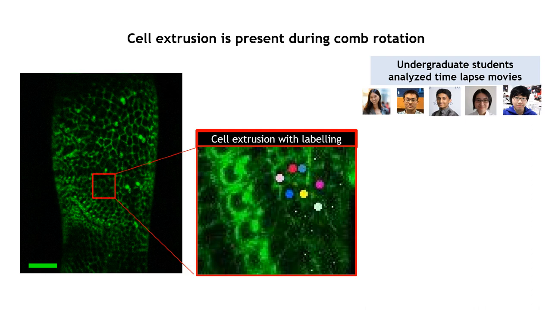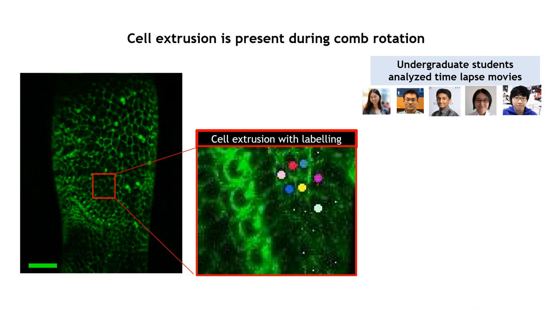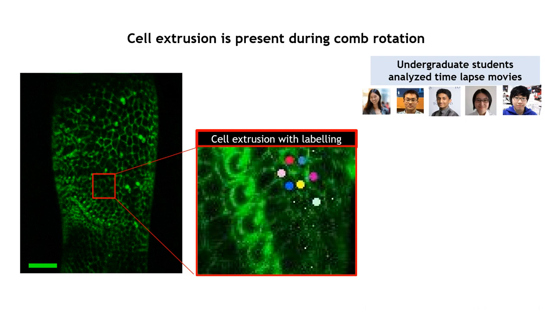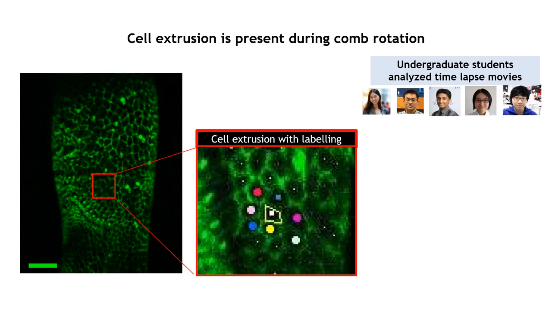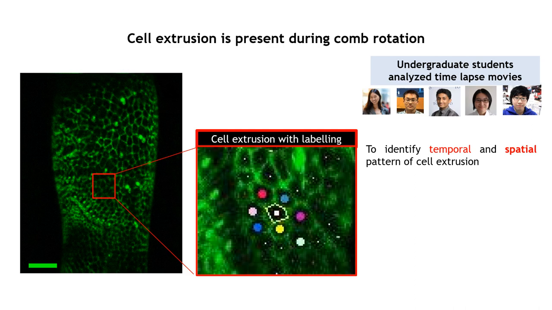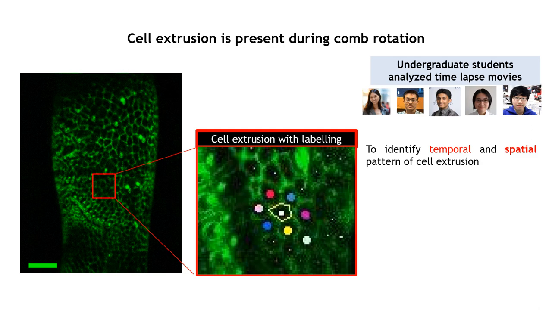So here what you are seeing is one of the styles of labeling that one of the students started doing, and then we all started trying to say, okay, maybe he's right. You clearly see that when you label the cells, when you make those dots, you say, okay, maybe he was right about this cell. And then we started labeling ourselves, like, okay, maybe he's right about the other cells. It was very interesting because it allowed us to study the temporal and spatial patterns of cell extrusion, and to go into much more detail than what was found in the other papers.